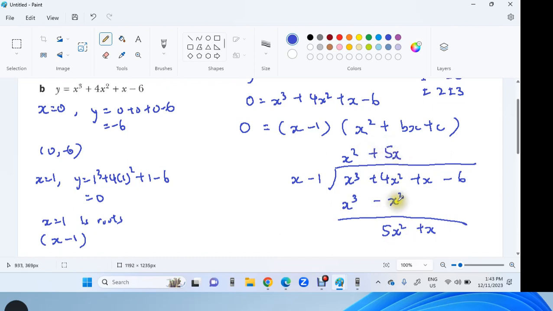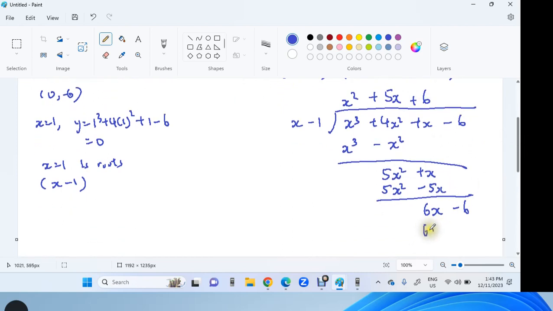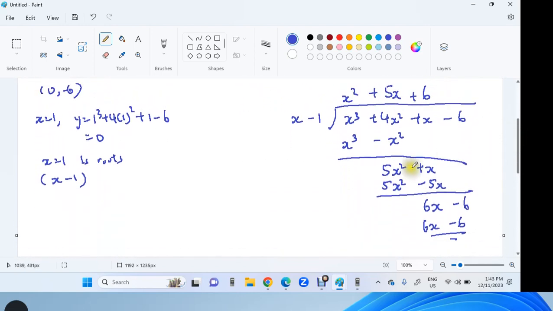Then I multiply with 5x here. Then it will become 5x squared minus 5x. Then this one minus this, we have 6x minus 6. Then we have the 6 here, so it will become 6x minus 6. So the y here will become (x minus 1)(x squared plus 5x plus 6).